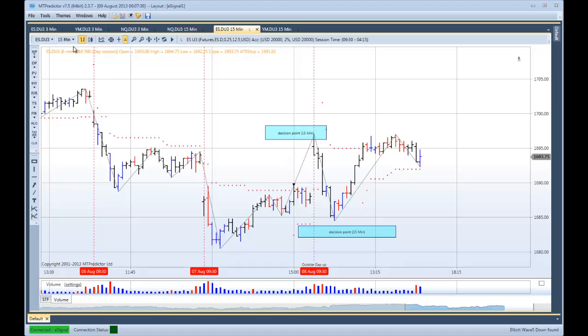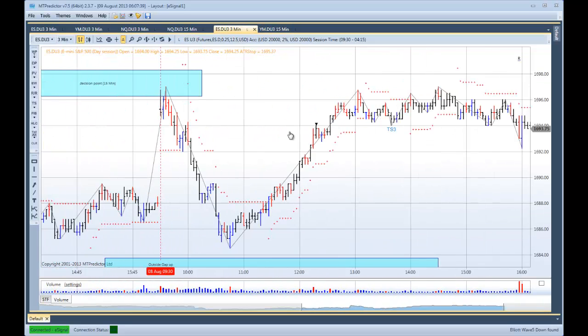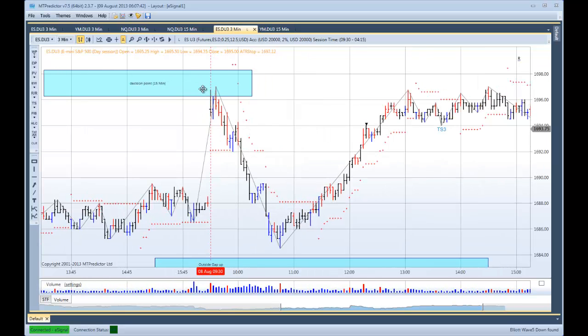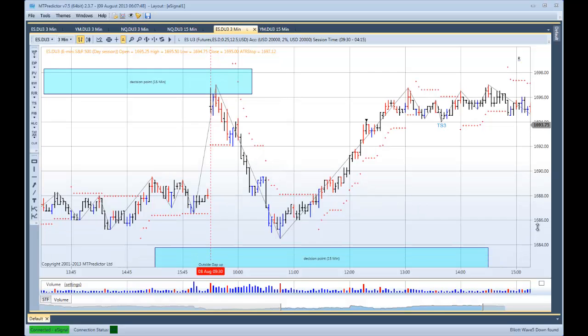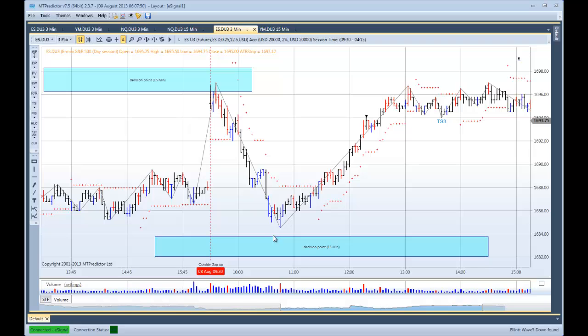So on the ES, I'm just going to go down to a 3-minute chart and see what that looks like. And as you can see, there's our 15-minute decision point where the market gapped up into it, made a high absolutely beautifully, and then declined sharply. We didn't quite reach the 15-minute DP support, so I'll just take that off for a moment.